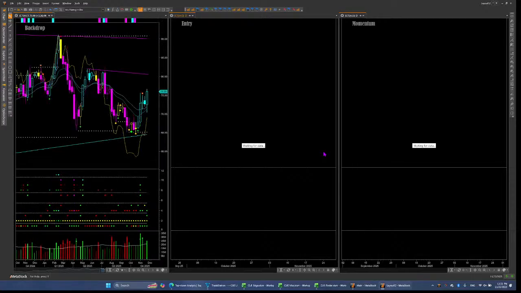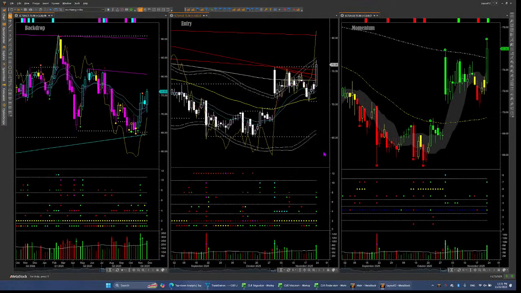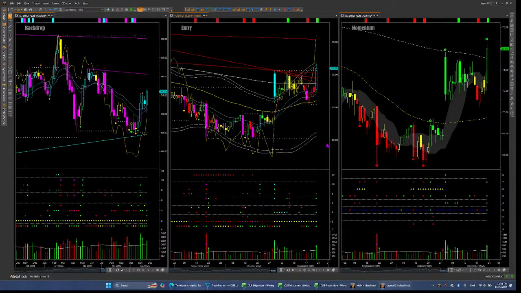CTSH, Cognizant. Here the weekly is looking quite good, daily is also looking quite good. So this one is of interest to me. This is the first stock we saw so far today on the bullish side. Weekly is bullish, has a bullish reversal, bullish in color of course, backdrop color. Daily has broken above many trend line resistances and has a large momentum signal.